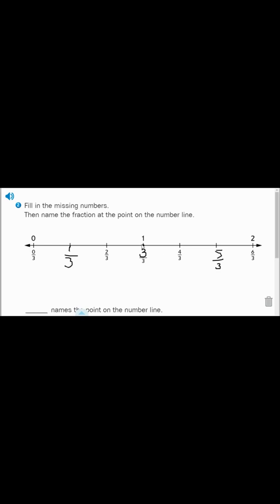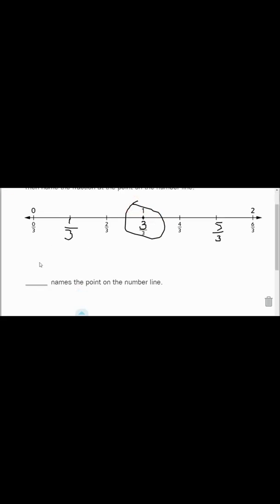Easy enough. Here is our point on the line that we're supposed to find. So we say that it's 1, or it's asking us for the fraction. And in this case, it's 3/3, or 3 thirds.